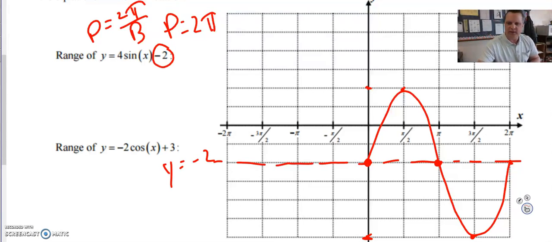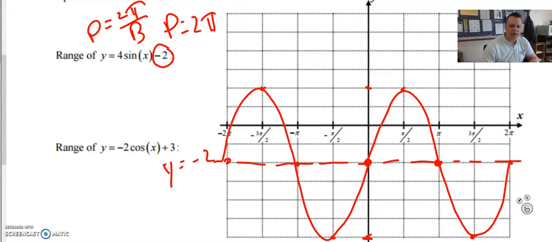So if you want to continue it on to the negative 2 pi, it comes down to the lowest point, up to the midline, up to the highest point, back to the midline. And there's the rest of your curve between negative 2 pi and 2 pi.